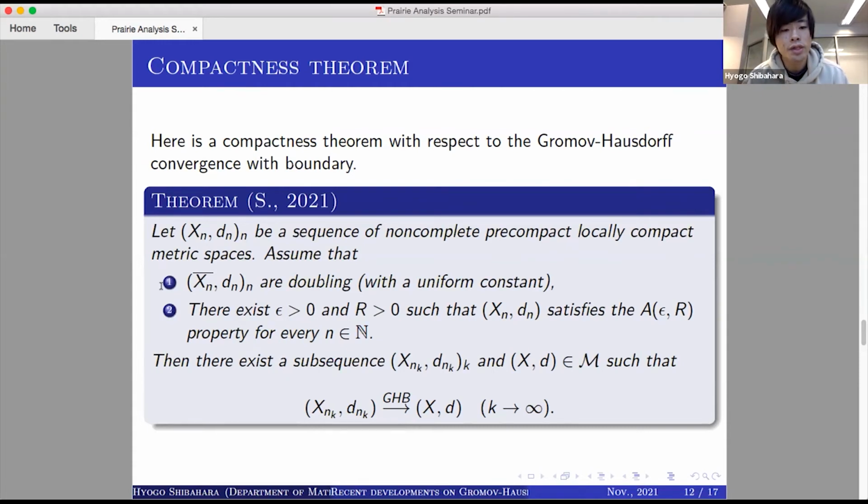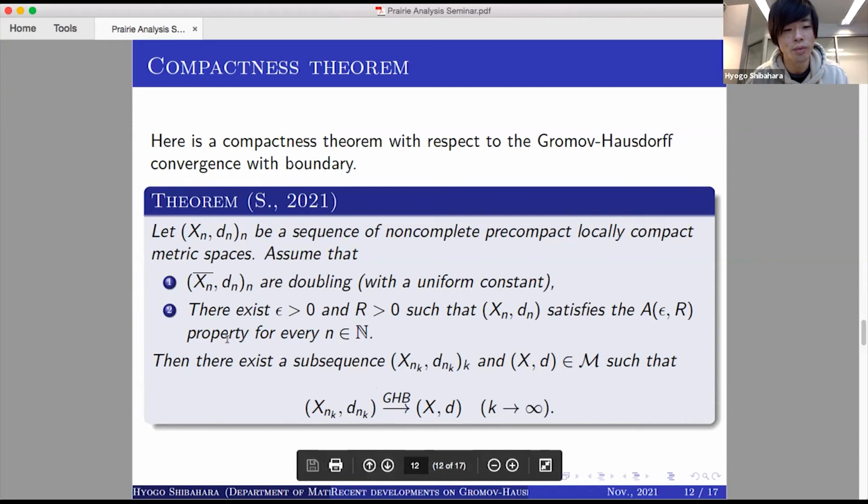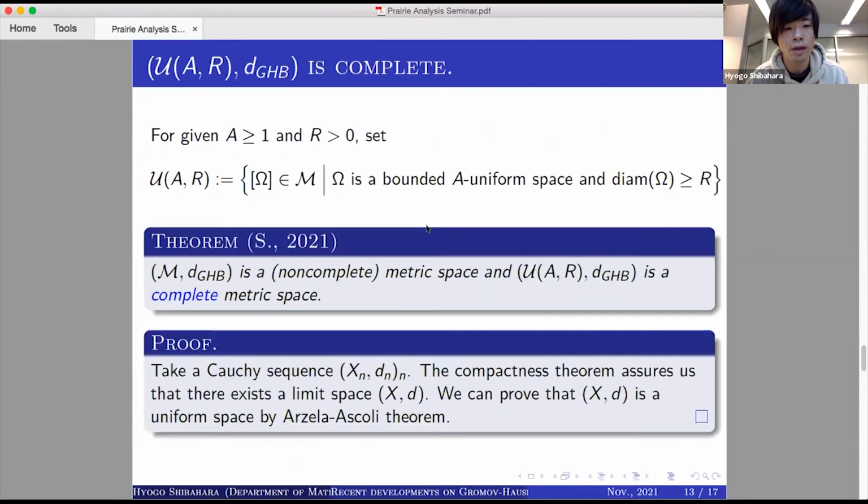The first condition, we need this because we need to have a Gromov-Hausdorff limit. So we need to assume that these spaces are doubling with a uniform constant. And in order to have the Gromov-Hausdorff distance with boundary convergence, we need to impose the boundary condition as well.